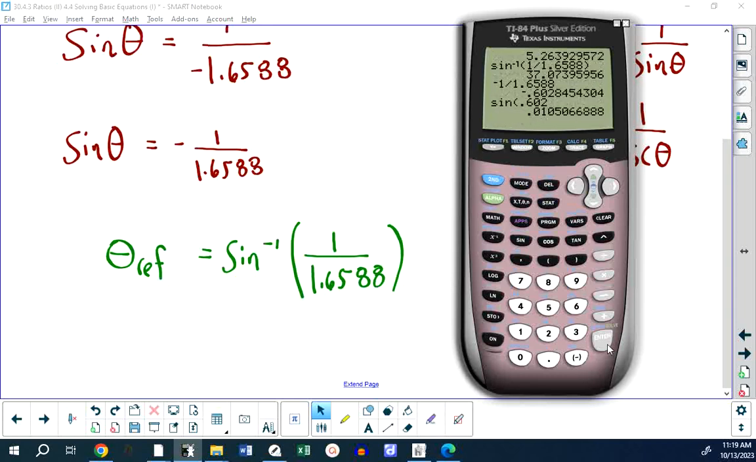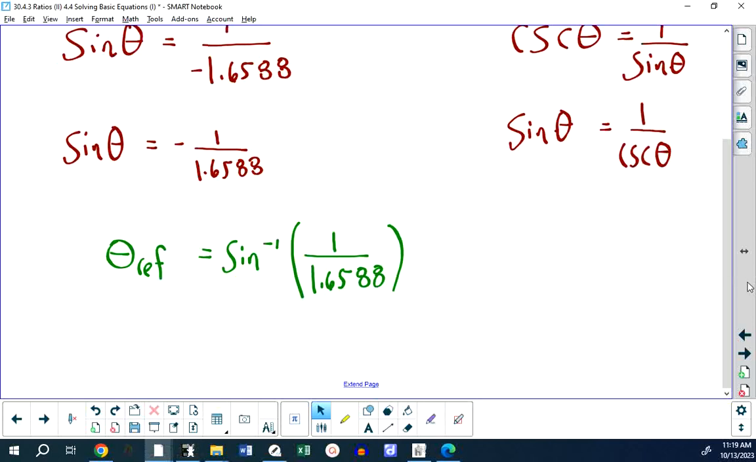I forgot to go inverse sine anyway. You know, just with that, I don't quite get the exact same answer. I'm going to go with the 37.07 degrees. So the reference angle is 37.07 degrees. And now, I'm doing this in a different order than I did the first one.